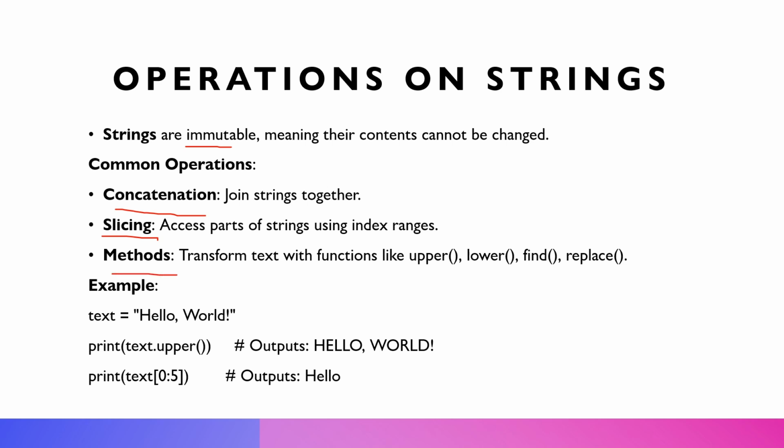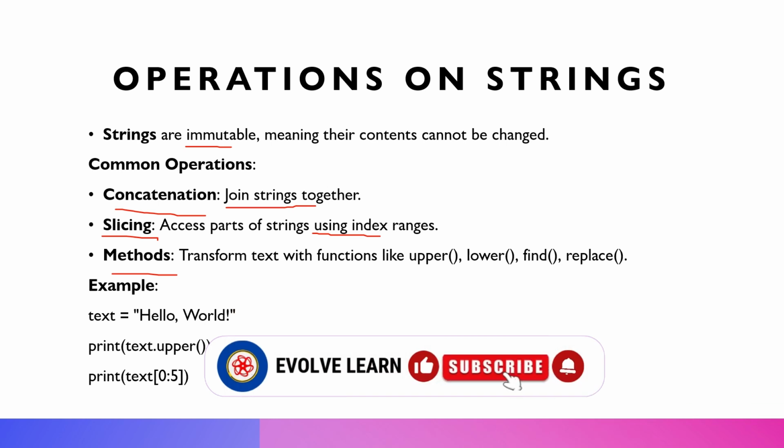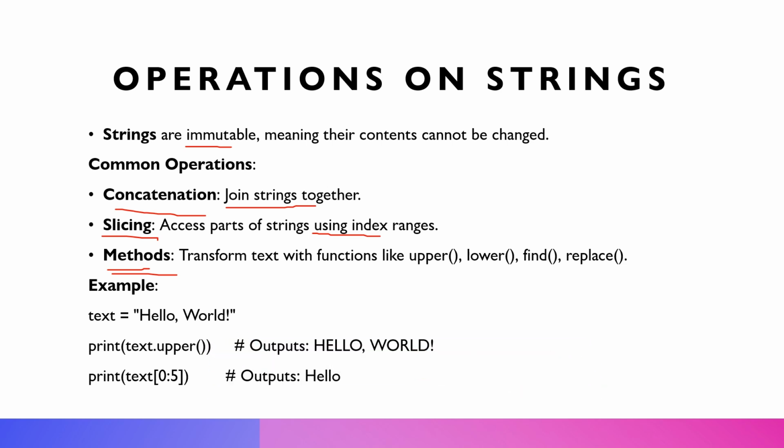Concatenation is the act of joining two or more strings together. Slicing is accessing part of strings using indexing ranges. It is just like cutting a slice of cake where you specify the start and end positions, and Python starts extracting the part of the string you mentioned. Next, methods. Python strings come with many built-in methods. These are the most commonly used. Let's learn about them in detail.